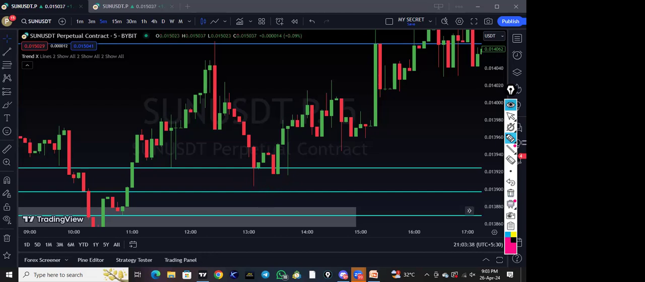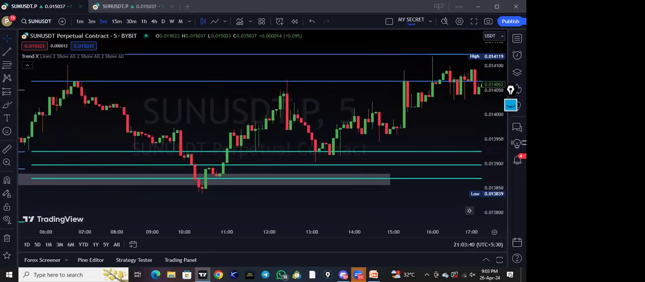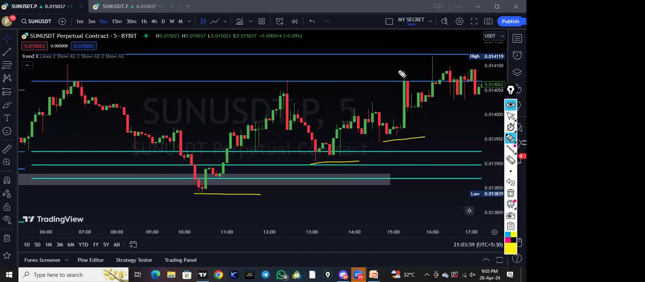I'll tell you when we got one higher low. Okay, if it breaks, then it can go down. So we can see here clearly, whenever we get a breakout, we'll get a new low. That is the rule. You can see this is the low. Whenever you get a breakout, this is the low.